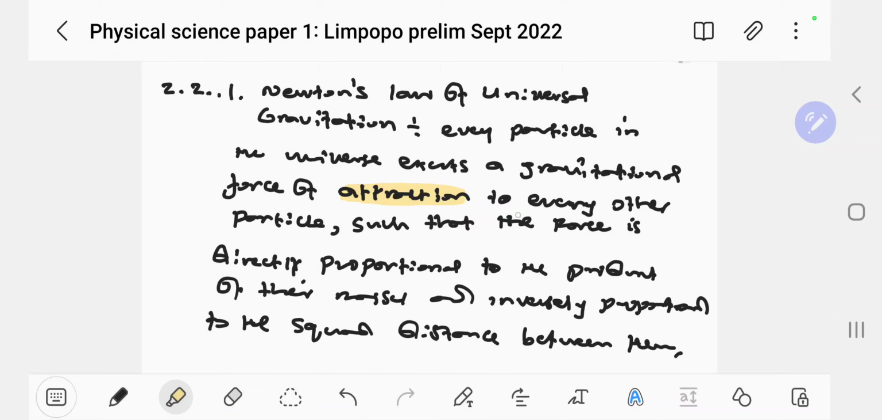Force to every other particle such that the force is directly proportional to the product of their masses and inversely proportional to the squared distance between them.